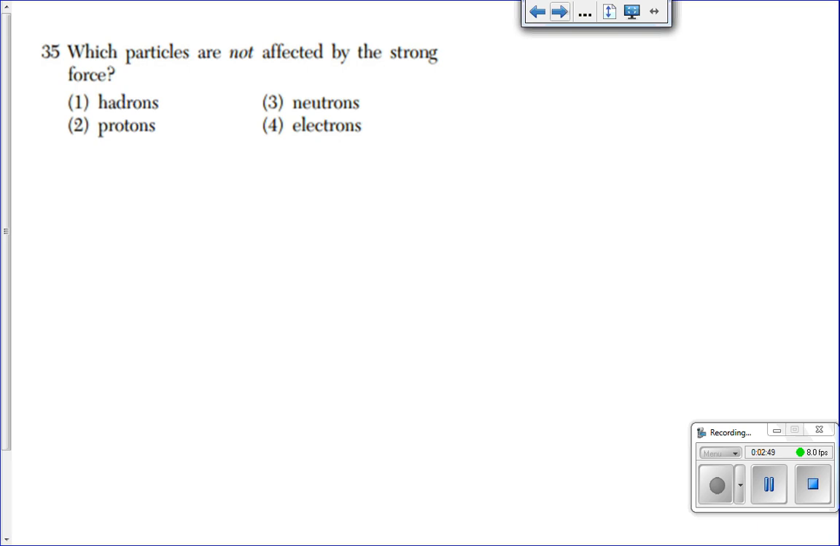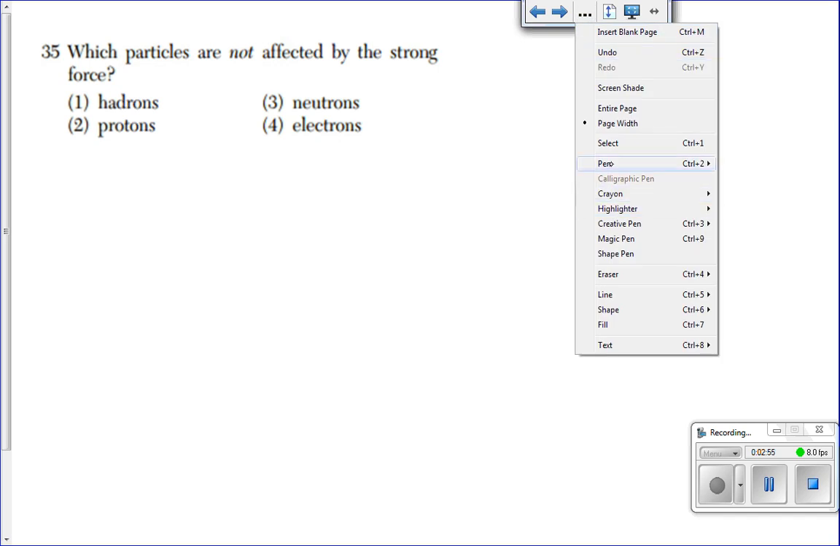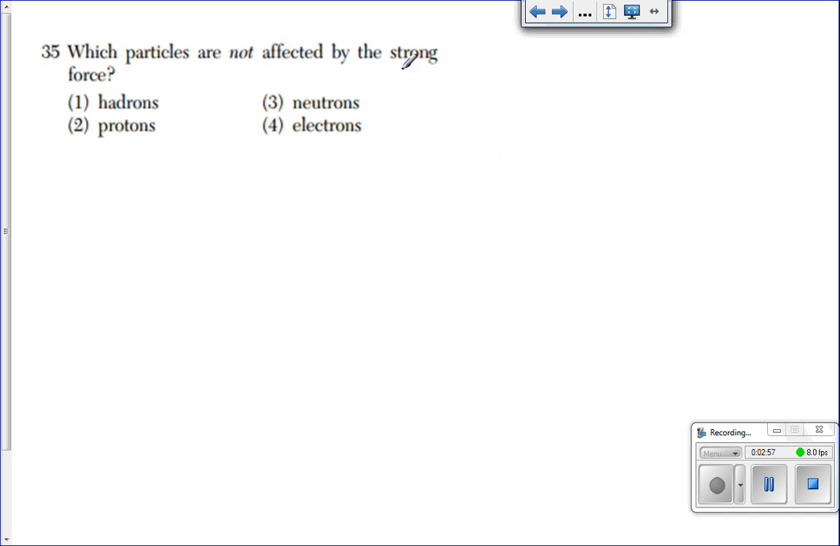Number 35 does not have to be tricky. It says which particles are not affected by the strong force. As long as you get the not, you're in good shape. Strong force holds together particles that are in the nucleus. So right away, protons are in the nucleus, and neutrons are in the nucleus. So those are both out because they are held together by strong force. So we need something that is not in the nucleus.